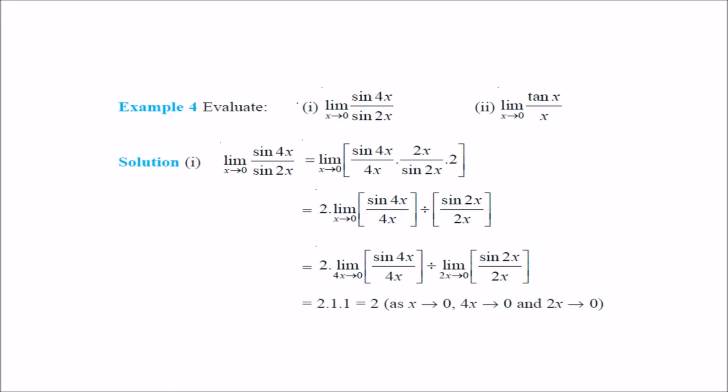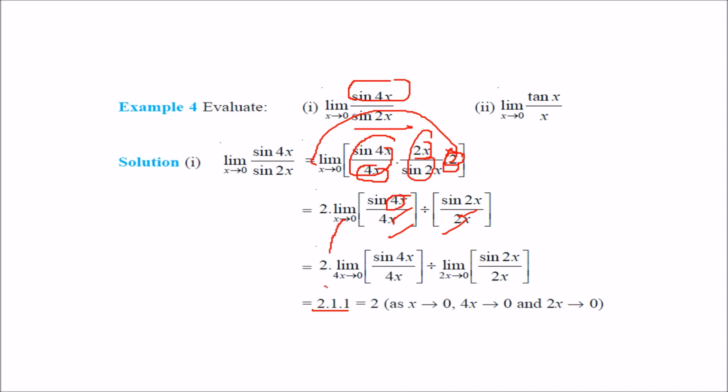Now there are some more examples. Sin 4x by sin 2x. Let us take sin 4x and sin 2x differently. Introduce 4x here, introduce 4x here, that is 2x and 2 here. This will be 1, this will be 1 if you take limit x tends to 0 for this and this. 2 can come outside, and 2 into 1 is nothing but 2. But here when we take this 4x, you have to change the limit for 4x. You cannot just say that x tends to 0. If you have taken 4x, you have to take it as 4x. If you have taken 2x, you have to take it as 2x. It will no longer remain as x tends to 0.